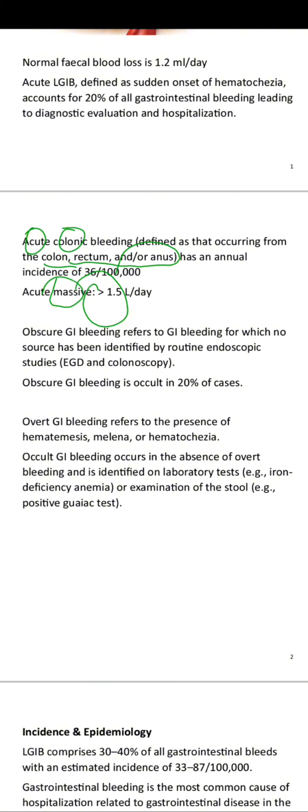If we add the word massive, that means it is above 1.5 liters per day. If we are talking about obscure GI bleeding, that means there is a bleeding, a clinical or laboratory sign of bleeding, but we didn't identify it on colonoscopy or upper endoscopy. We will see in the next few slides that obscure bleeding, sometimes called suspected small bowel bleeding, has a special management and investigation protocol.